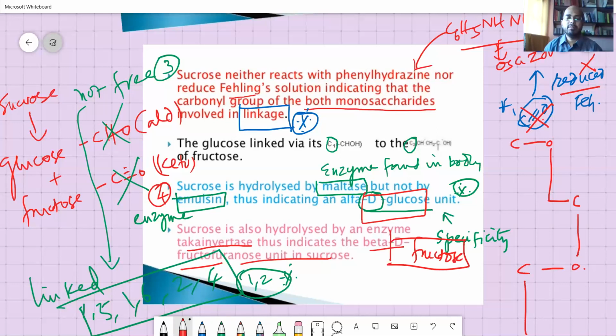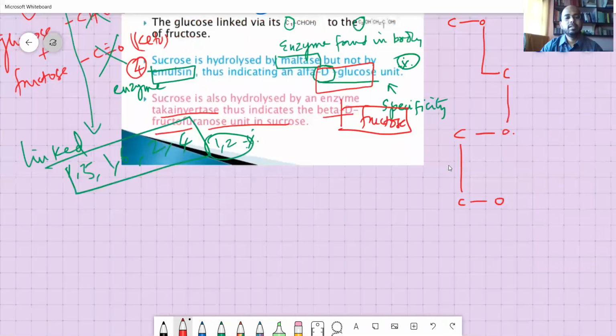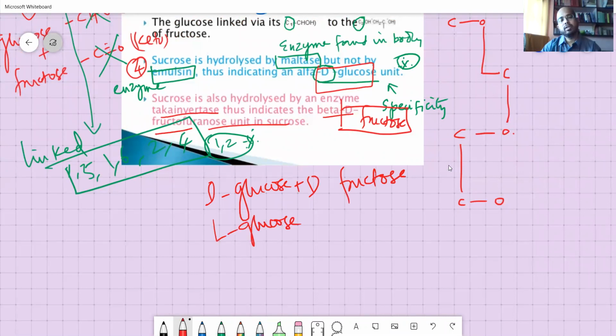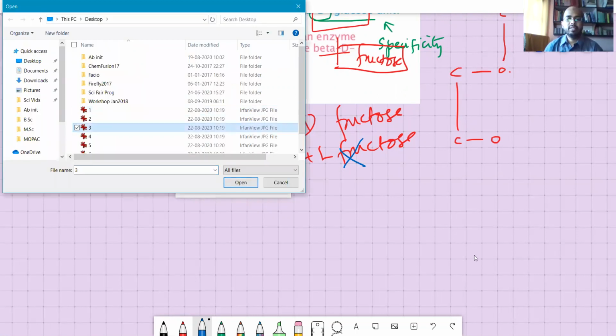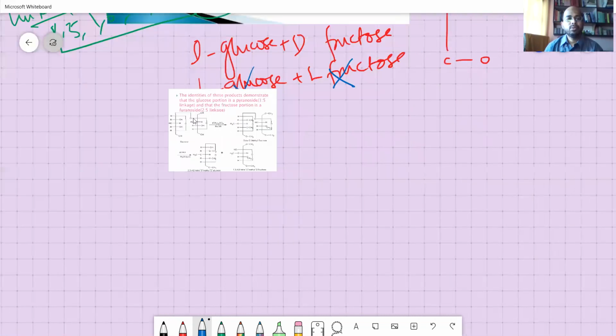So what we are establishing is that there is D-glucose plus D-fructose. What is not there: there is no L-glucose and no L-fructose. Neither of these is present. Right? So far we have established the linkage, its molecular weight and its composition. So in the next part, I am just showing you how the reaction is.